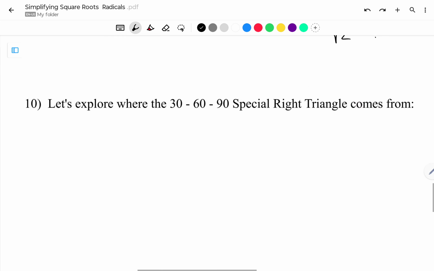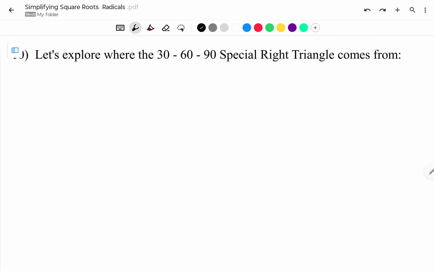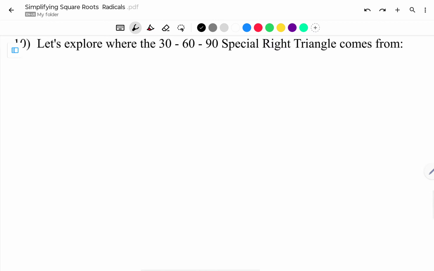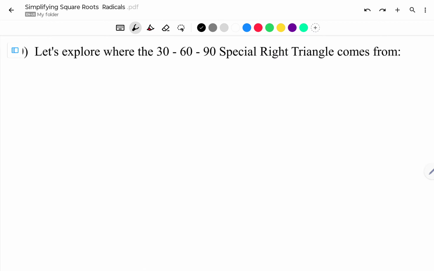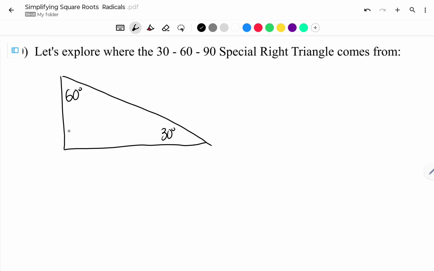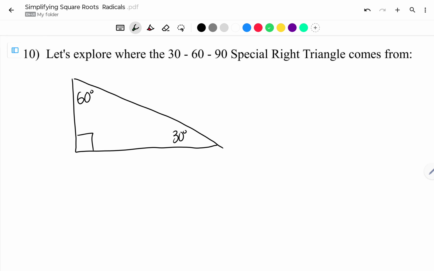So what about the other one? Let's explore where the 30, 60, 90 special right triangle comes from. This one is actually not a square. Let me draw the stuff right now. We say this is 60 degrees, 30 degrees, 90, and hypotenuse is always 2x. Short side is always x. And then long side is x square root of 3.